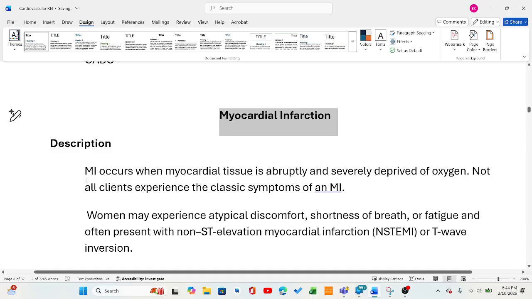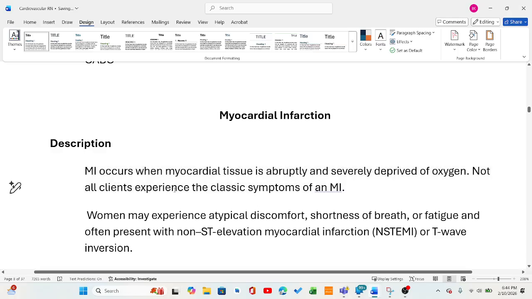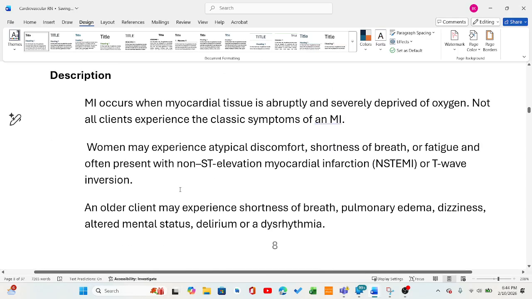And again, when that happens, troponin levels are going to go up, and we say that the person has myocardial infarction. So MI occurs when myocardial tissue is abruptly or severely deprived of oxygen. Not all clients will experience the typical symptoms of myocardial infarction. The typical ones are people complaining of chest pain, saying that the chest is crushing.